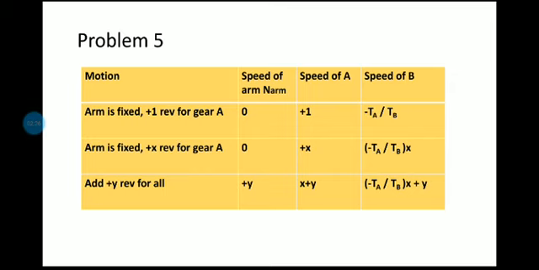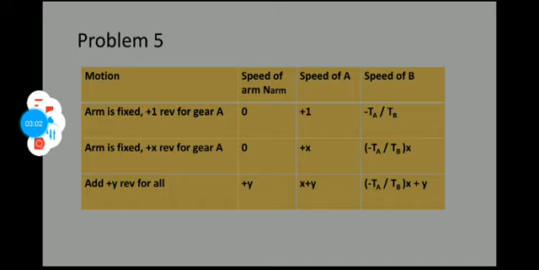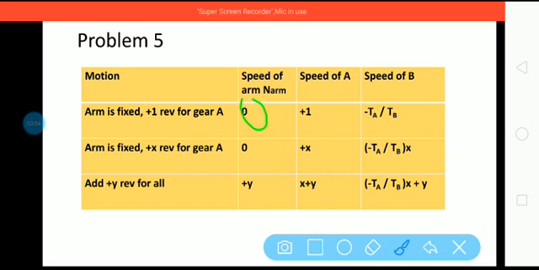So what is the content in the first row? Arm is fixed, +1 revolution for gear A. So in any case, it will be the same such that arm is fixed and +1 revolution for any one gear of your system. So here we have only A and B. So +1 revolution we are giving for gear A. Then you have to fill the corresponding speeds. So given that arm is fixed, that means arm velocity is 0. So speed of arm will be 0. Then speed of A, given that +1.